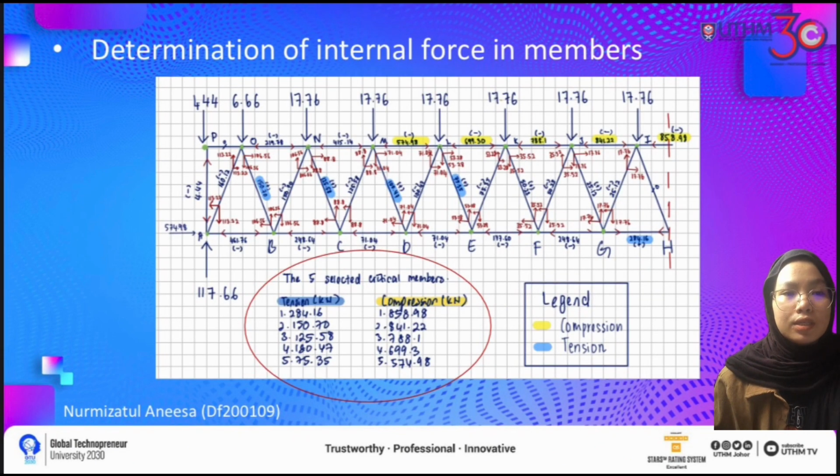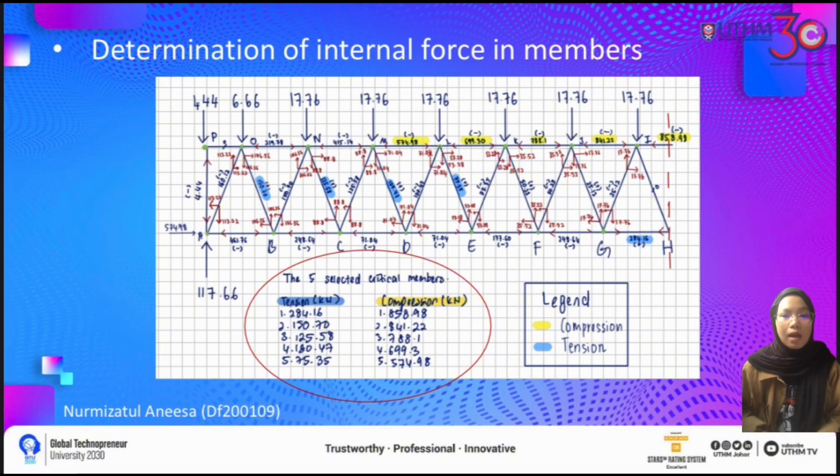Next is the determination of internal forces in members for compression and tension. In this truss design, we use the inspection method to determine these values. Before that, we need to find the reaction at both supports. By using the equilibrium equation, we get the reaction at both pin supports is 117.66 kilonewton. After that, by using the inspection method, we get all the internal forces in the members for tension and compression.